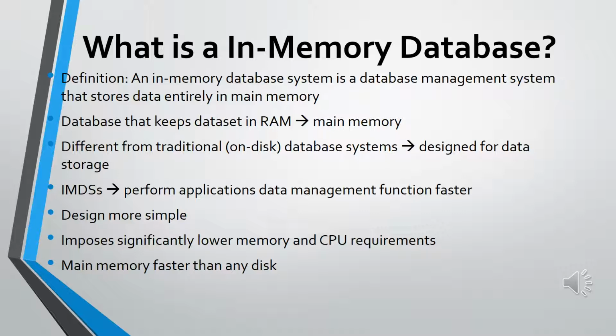Because their design is typically simpler than that of an on-disk database, IMDS can also impose significantly lower memory and CPU requirements. To make the long story short, an in-memory database is a database that keeps the whole data set in RAM. What does that mean? It means that each time you query a database or update data in a database, you only access the main memory. So there's no disk involved in these operations. And this is good because the main memory is way faster than any disk.